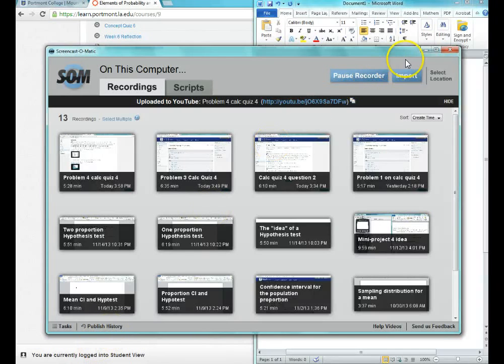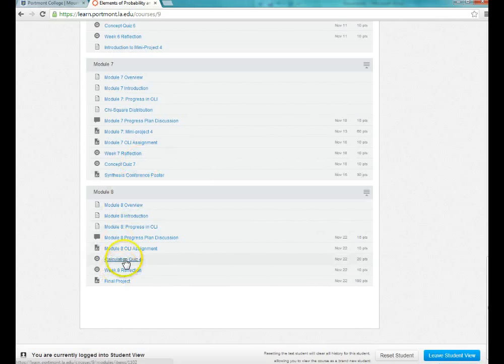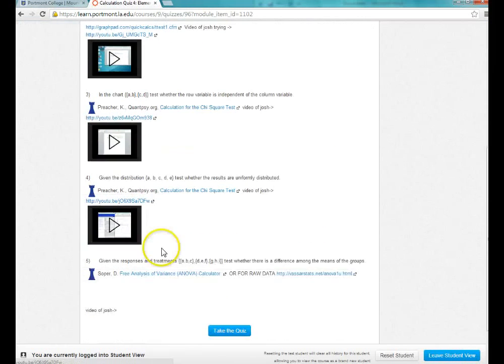Okay, last one. Whoops, you don't need to see this. Last one looks like an ANOVA. So, calculation quiz 4, looking for the link into an ANOVA.